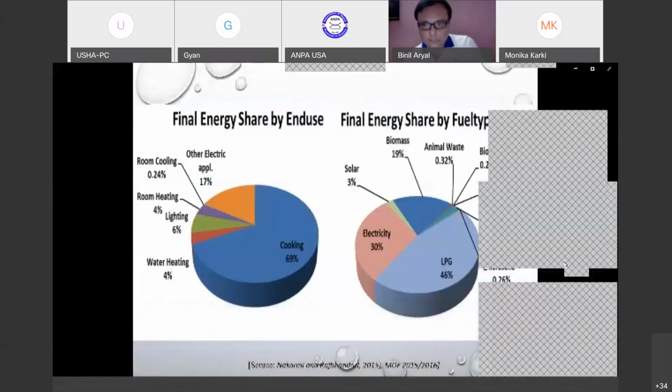From the first chart, we can see that the maximum amount of energy is used for cooking, and from the second chart, we can see that this required energy is produced using LPG gas. Such status of energy consumption is neither sustainable nor desirable from the environmental point of view. Also, it has a negative impact on health.